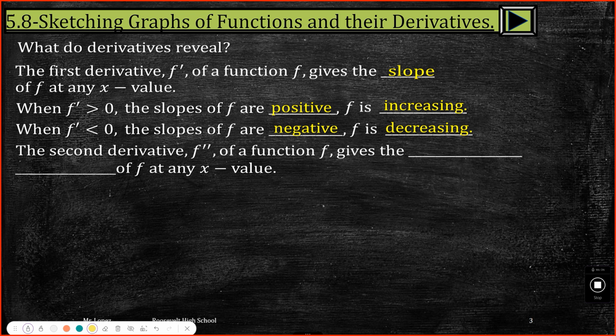But another way of looking at it is that we were looking at f, and f prime is the slopes. F prime is the slopes. F double prime would give you the concavity of it. So we're talking about what the slopes are doing. Concavity gives you information about what the slopes are doing.